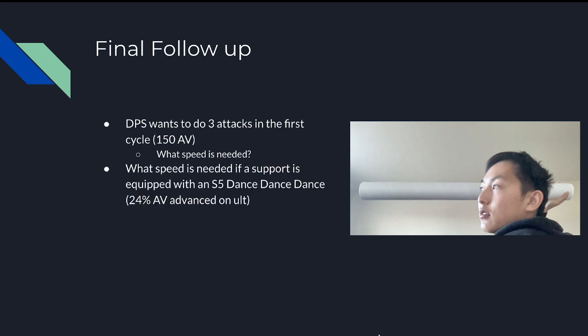Okay, if I have a support equipped with an S5 Dance Dance Dance, and they use it once during this first cycle, giving a 24% action advance, its speed doesn't have to be as high, it's a little lower. So, what would that be?